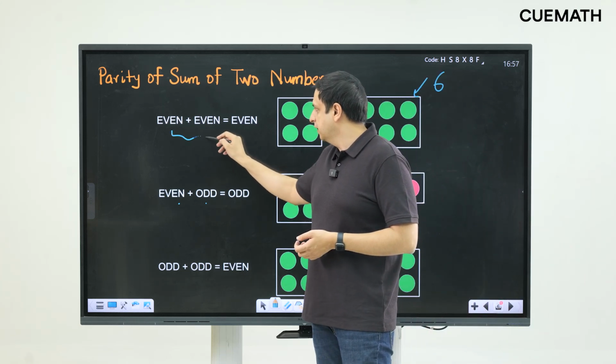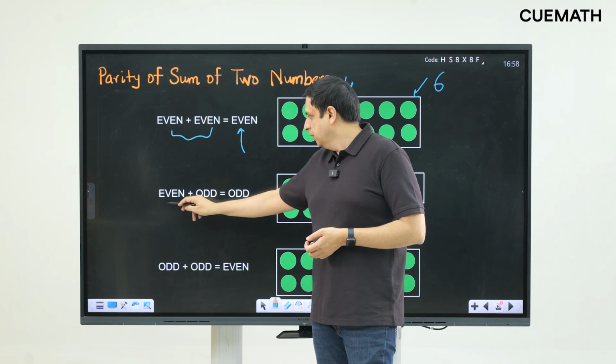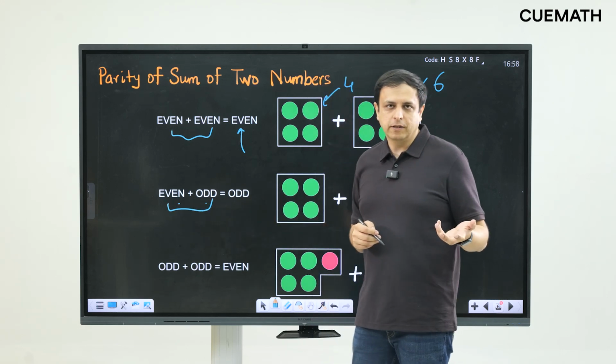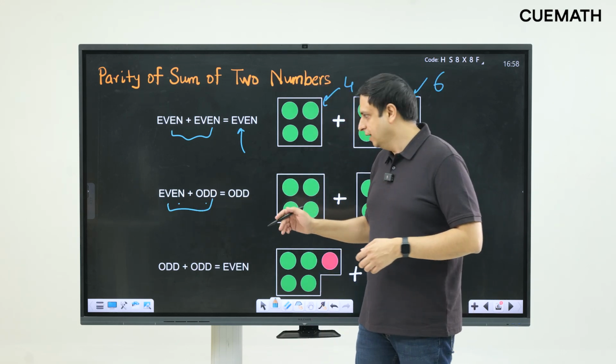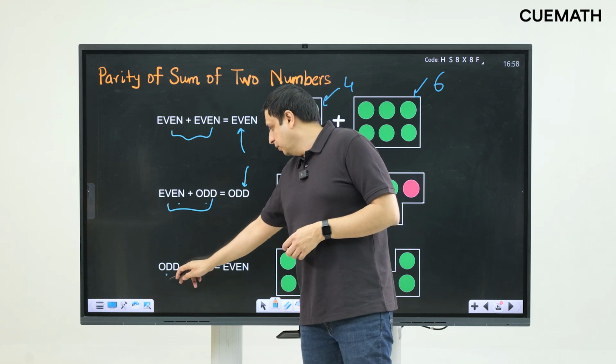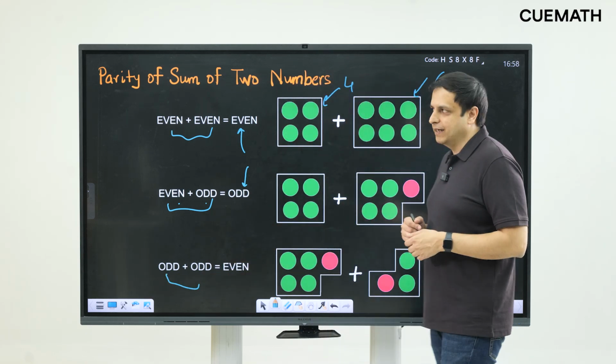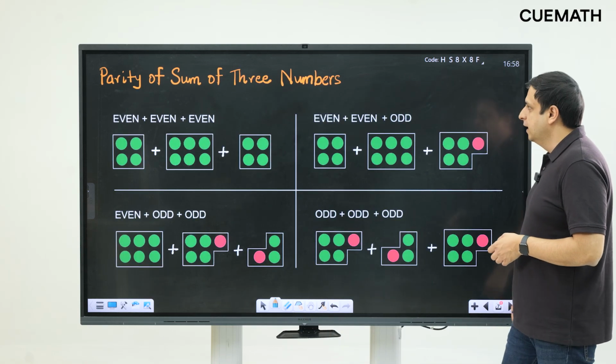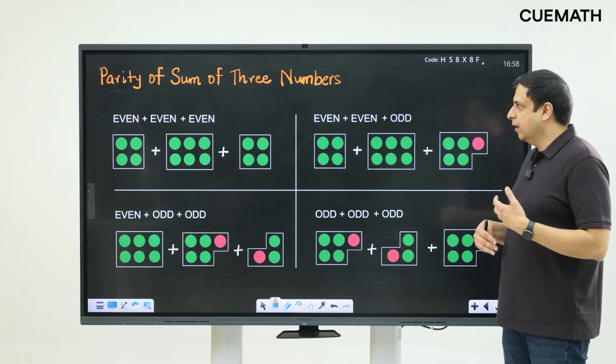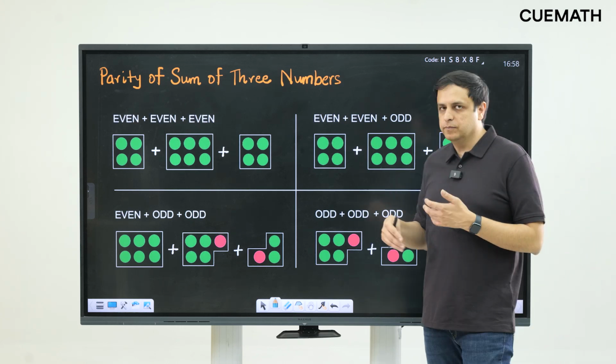So put two even numbers together, you get an even number. Put two numbers of opposite parity together, one even, one odd, you will get an odd number, and put two odd numbers together, you will get an even number. So very straightforward. And if we extend that idea, now look at the parity of sums of three numbers.